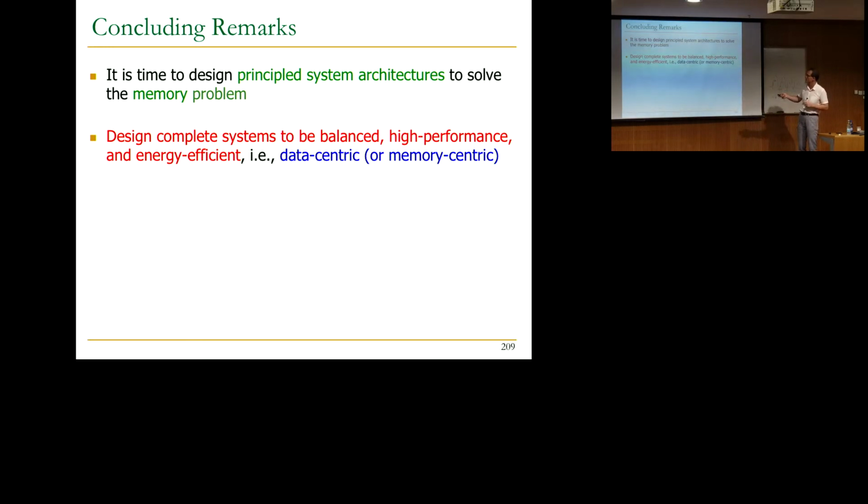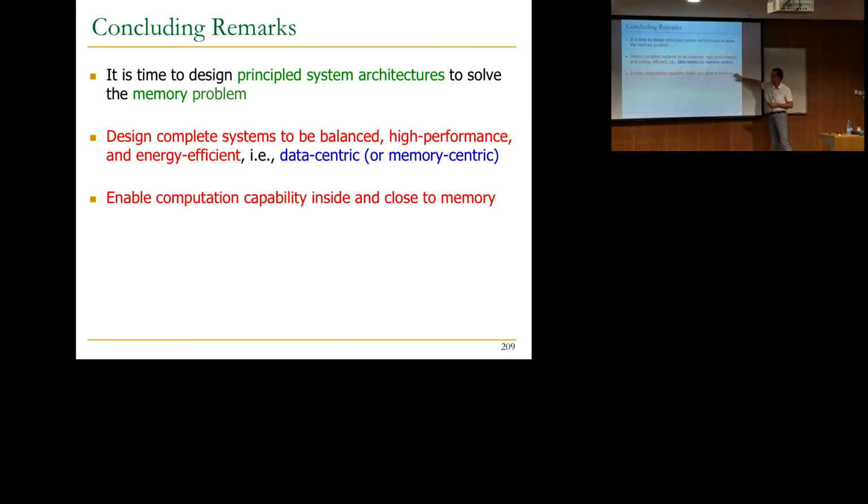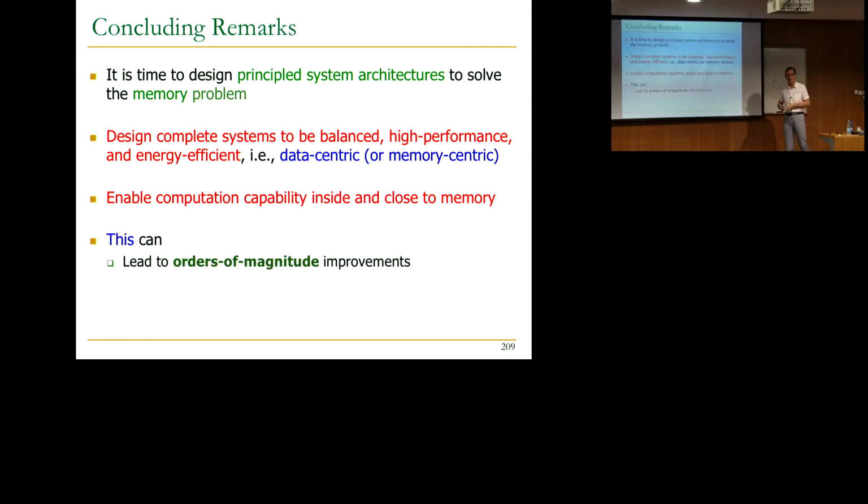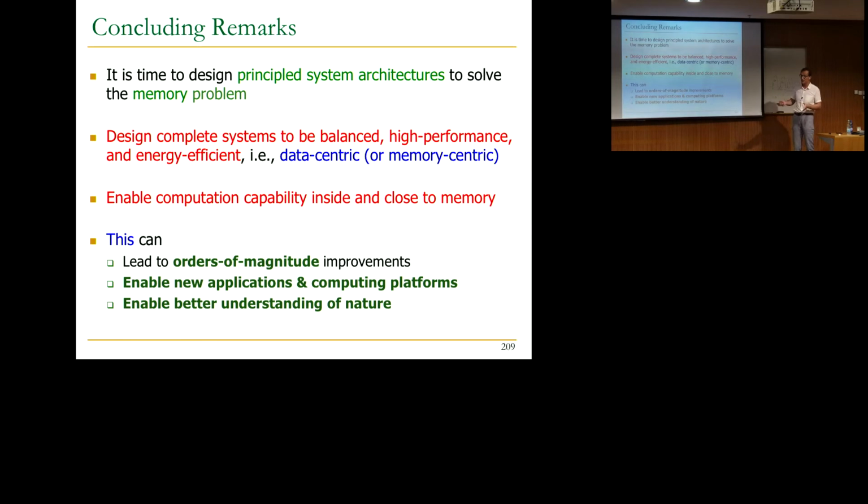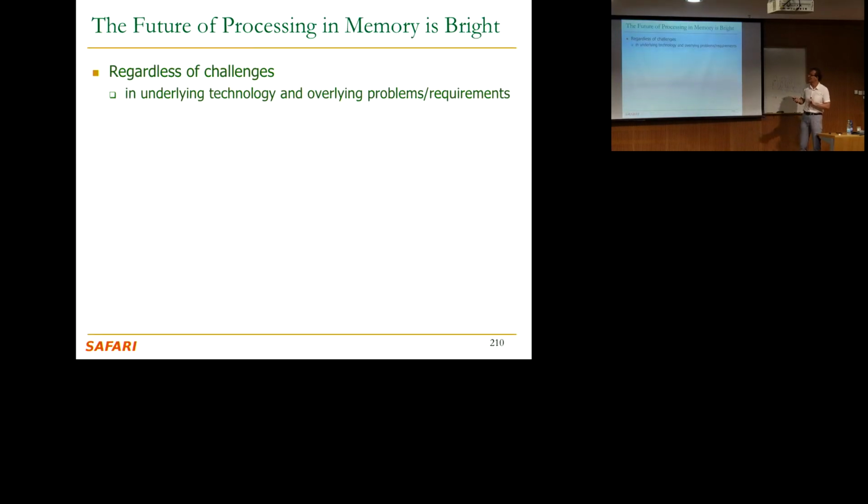And of course, high performance, energy efficient. I believe data centricity is required for that. If we enable computational capability inside and close to memory, we can get there, potentially. And I believe this can lead to orders of magnitude improvements. I've given you some examples. There were orders of magnitude over there, but I think there's more possible. This can enable new applications and computing platforms. Who knows, right? We don't know yet. And maybe enable a better understanding of nature also. And who knows what else. But it's not going to be easy. But I think the future is bright, regardless of the challenges in underlying technology and overlying problems.